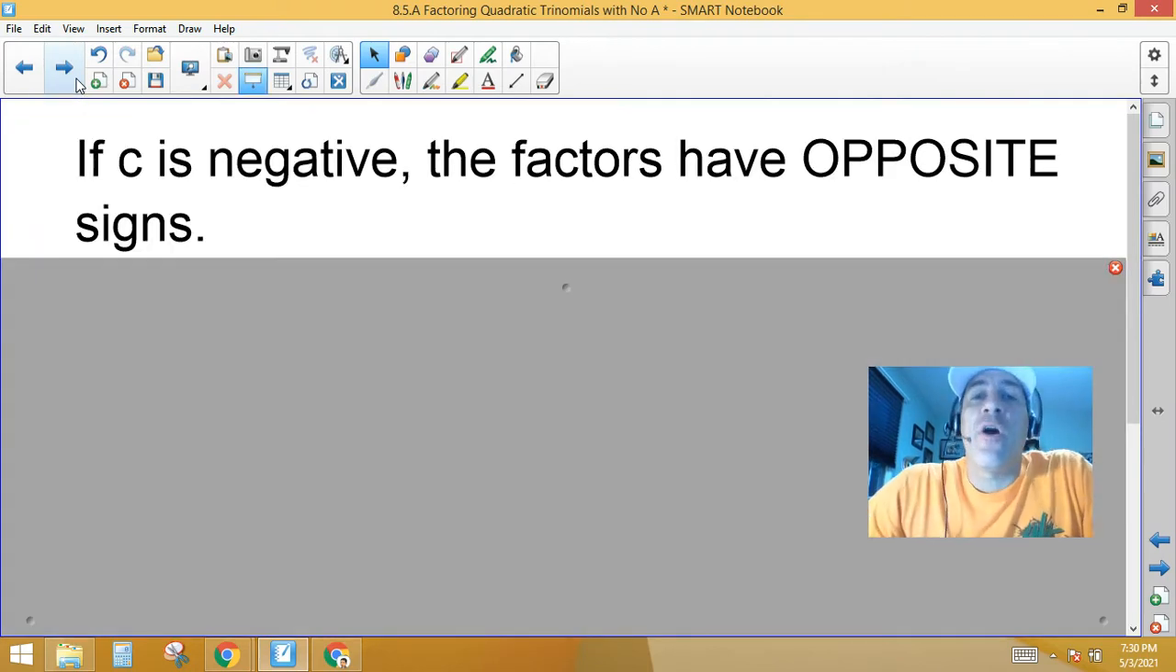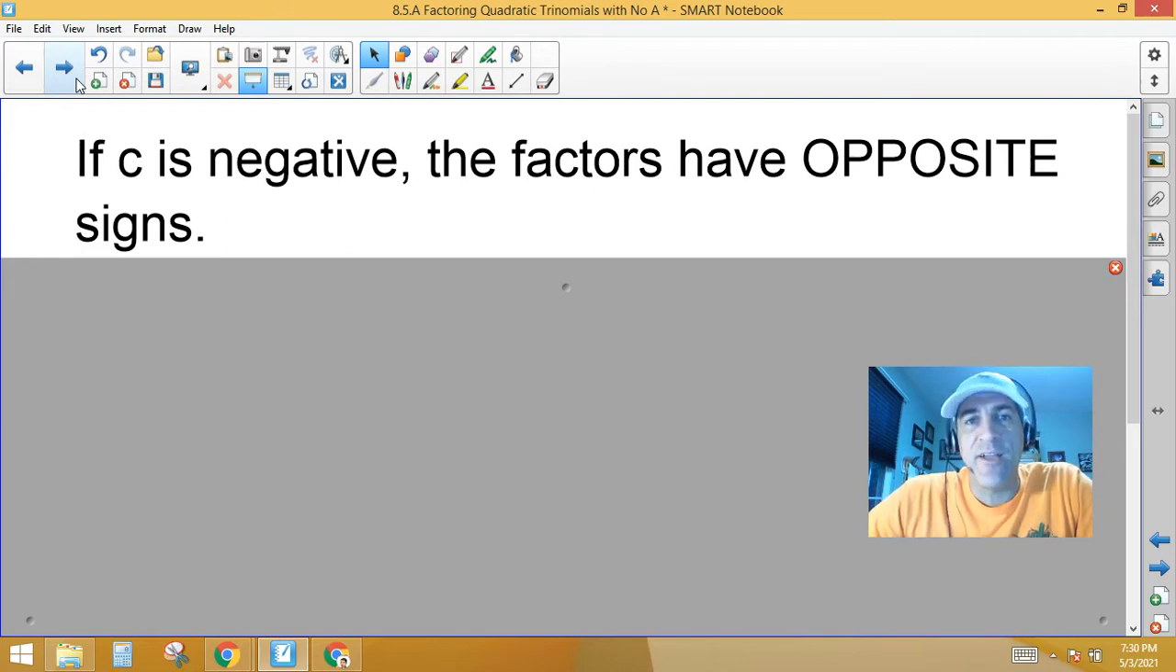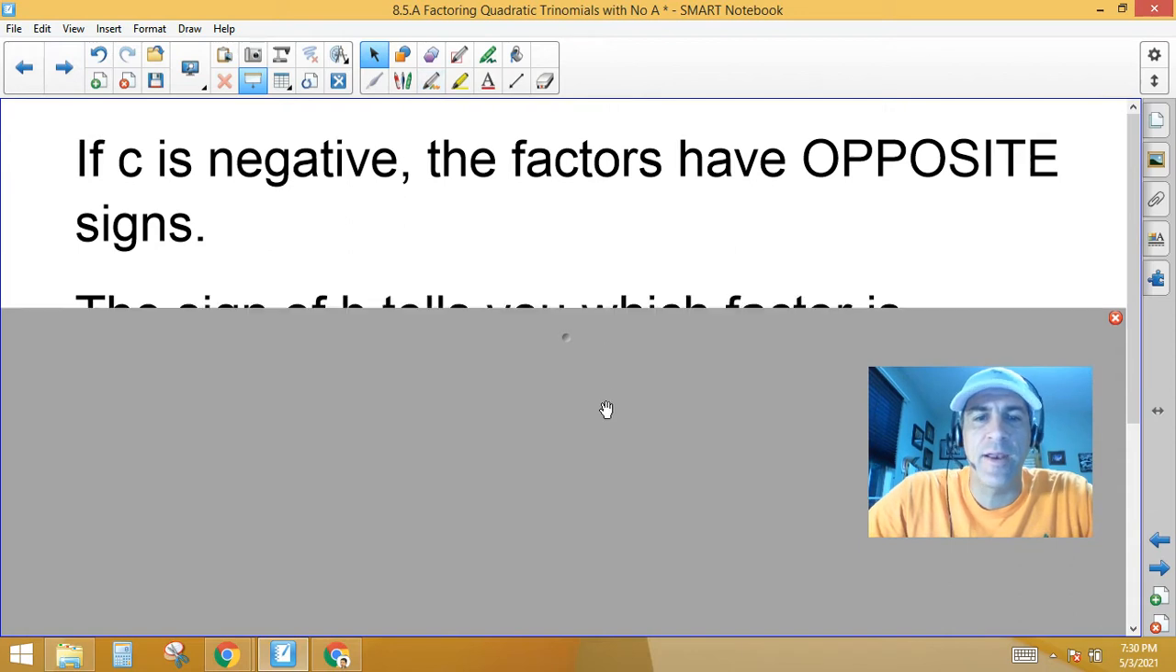All right, so in the previous lesson, we learned that if C was positive, the factors had the same signs. Well, if C is negative, the factors have opposite signs, meaning if the trinomial ends with minus a number, one factor will be positive and one factor will be negative. Now, you can't just flip a coin and guess. Of course, there's math behind it.